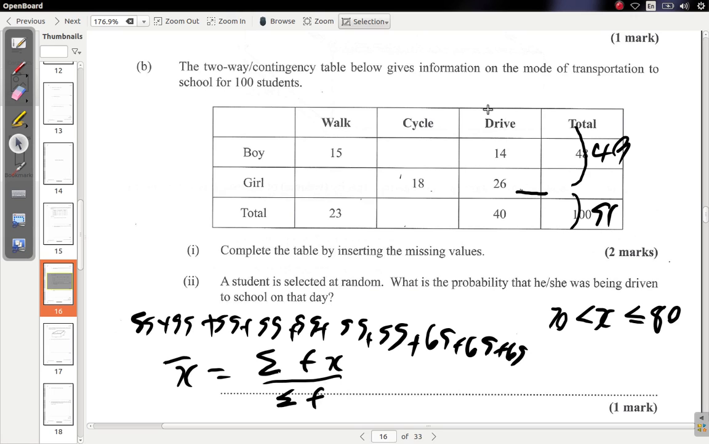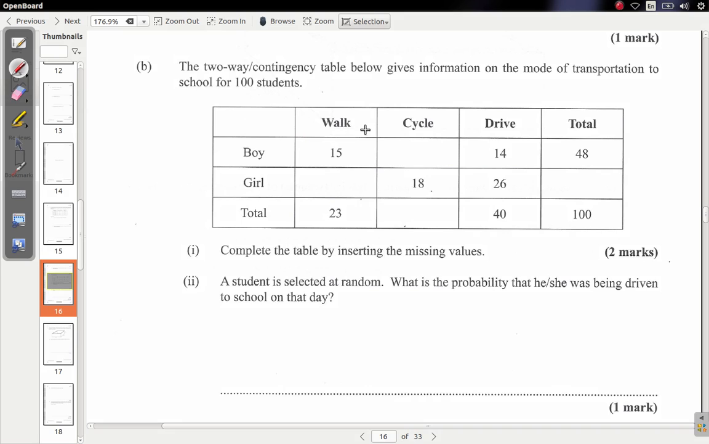This is part B now. You see what part B says. The two-way contingency table below gives information on the mode of transportation to school for 100 students. So, all right, 100 students.